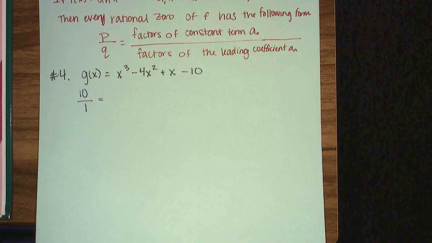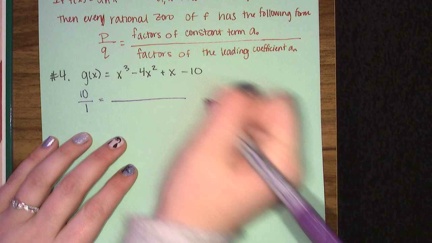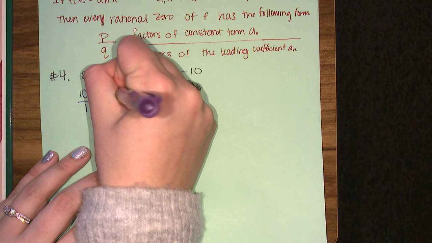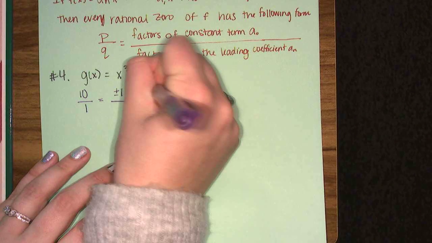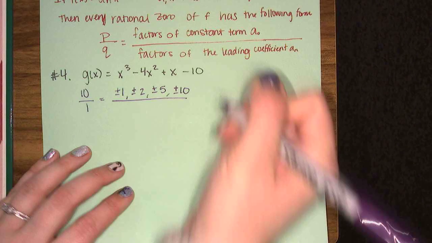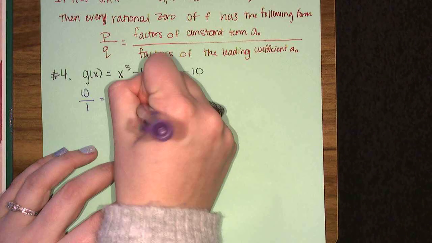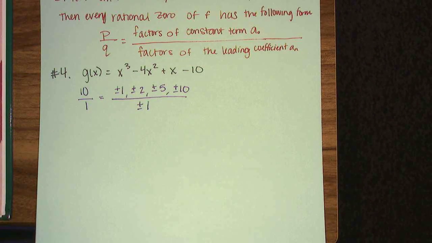Now we have to account for the positive and negative factors. So I need all factors of 10. So how do I prime factor the number 10? 5 and 2, and then also I have 1 and 10 that's going to be counted in. So it's plus or minus 1, plus or minus 2, plus or minus 5, plus or minus 10. Yes, they have to be in numerical order. Now on the bottom, 1 is easy, it's just plus or minus 1. Now, I'm not done. Now I actually have to write out all possible ones.